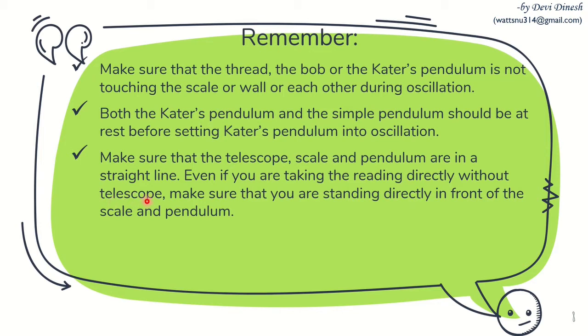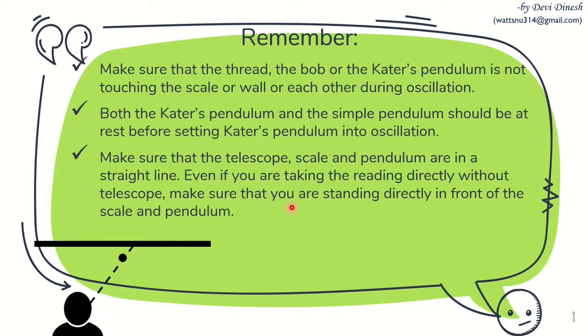The third one is, according to the procedure, we have to look at the simple pendulum and the amplitude of the simple pendulum through a telescope. So even if we perform this experiment without the help of a telescope, it is totally fine. If you are looking at the pendulum by yourself without using a telescope, the simple pendulum, the scale and the Caterer's pendulum should be in a straight line like this. Only then you will get a correct reading.